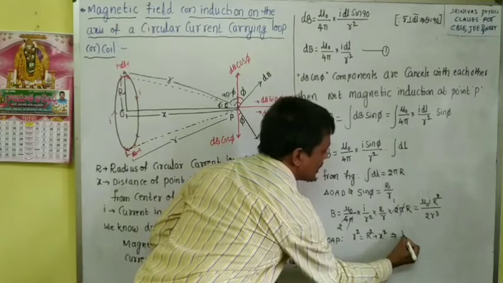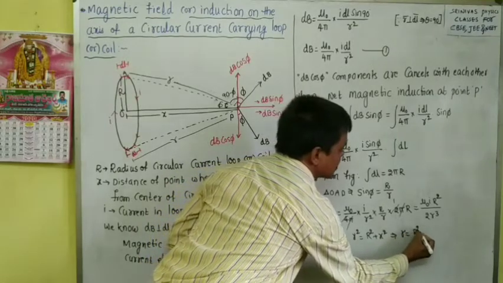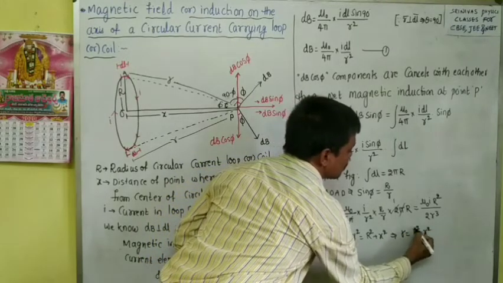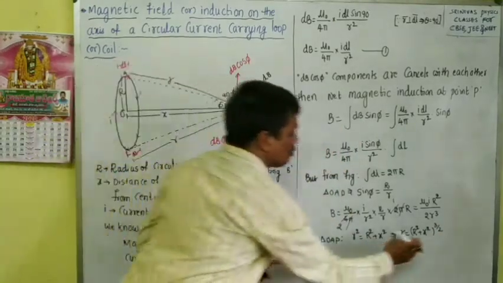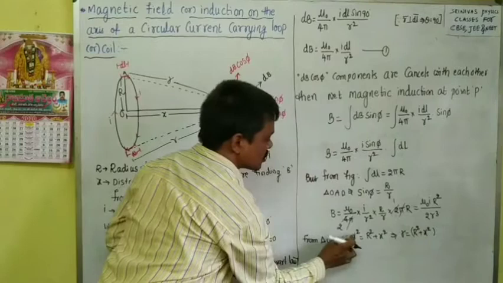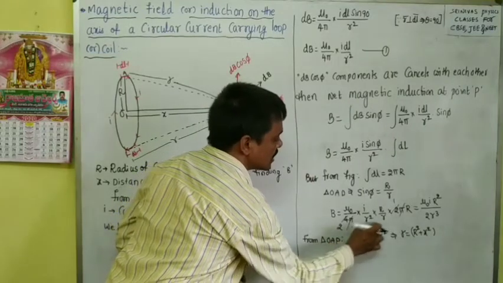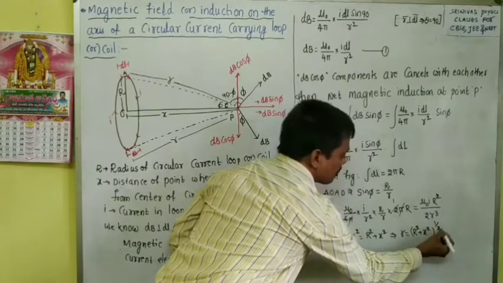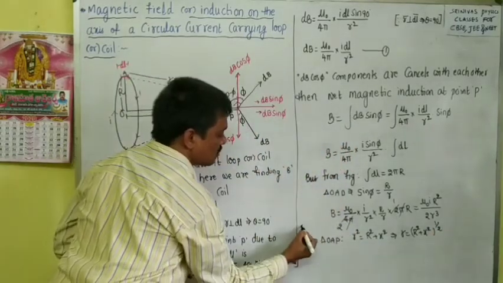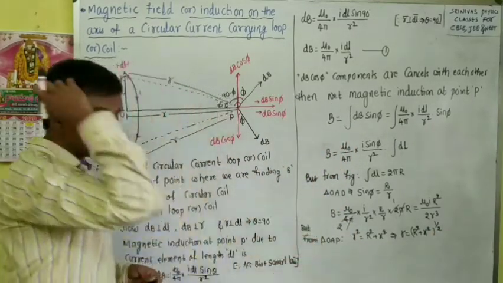From this small r is equal to capital R square plus x square whole power 1 by 2, sorry, not whole power 3 by 2. This r square on that side will go, it will become root, we write as whole power 1 by 2. This you substitute in the above equation, then what will you get?